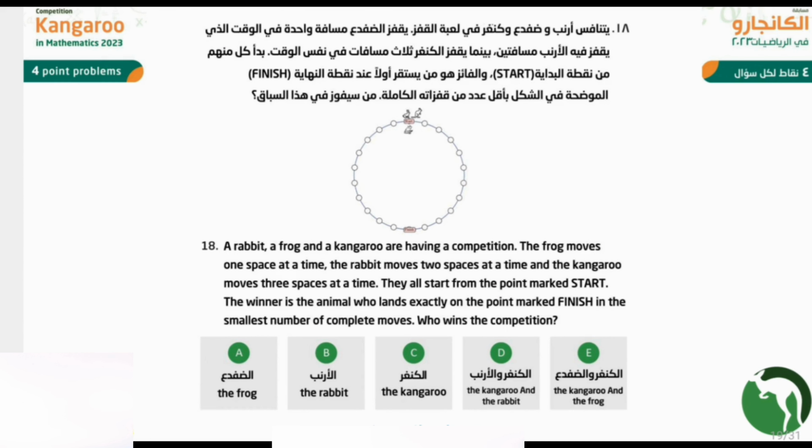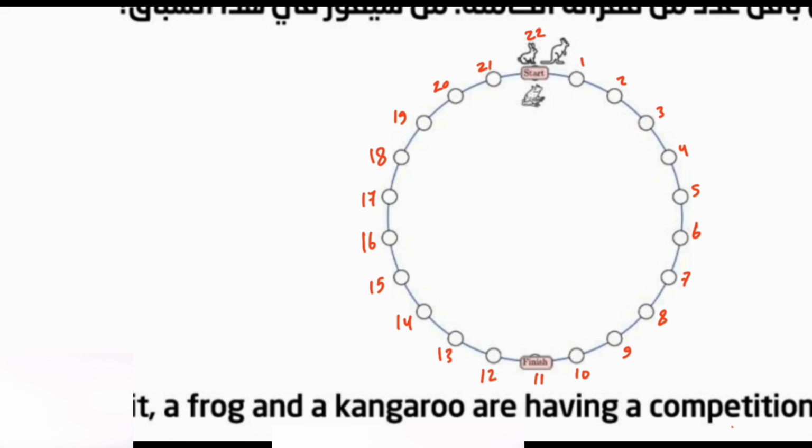Okay, now in question number 18, a rabbit, a frog, and a kangaroo are having a competition. The frog moves 1 space at a time, the rabbit moves 2 spaces at a time, and the kangaroo moves 3 spaces at a time. They all start from the point marked start. The winner is the animal who lands exactly on the point marked finish in the smallest number of complete moves. Who wins the competition?